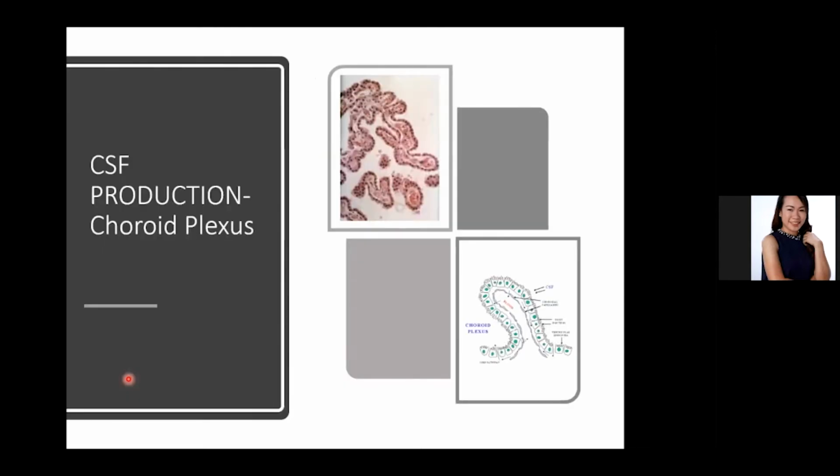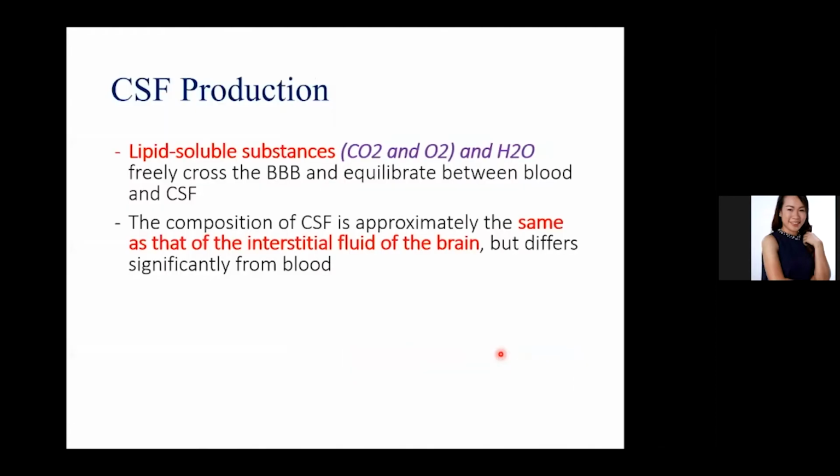So the production of our cerebrospinal fluid occurs in the choroid plexus. So this shows us a picture of the choroid plexus. And for the production of our CSF, take note that lipid-soluble substances such as carbon dioxide and oxygen, as well as water, can freely cross the blood-brain barrier. So this is very important to take note. They equilibrate between the blood and cerebrospinal fluid.